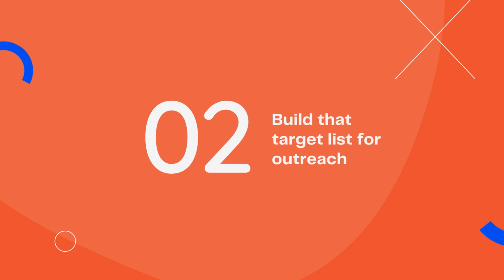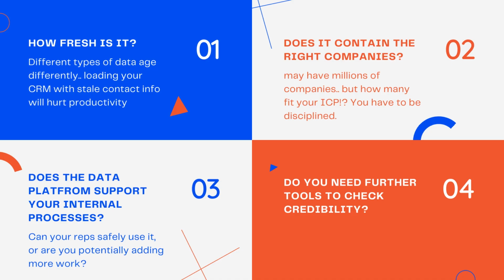Time to build that targeted list of ICPs. Now, how do you do that and how do you assess it? First, is the list up to date? Adding old data into the CRM is going to cripple productivity. Secondly, how many ICPs are actually in it? You have to be really firm here. Only pay for ICP candidates.